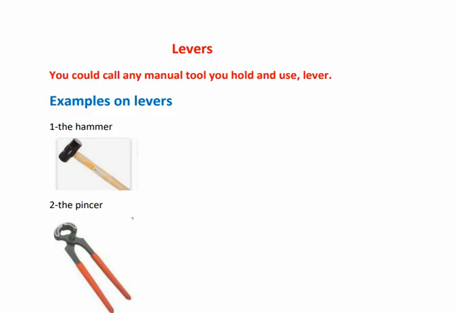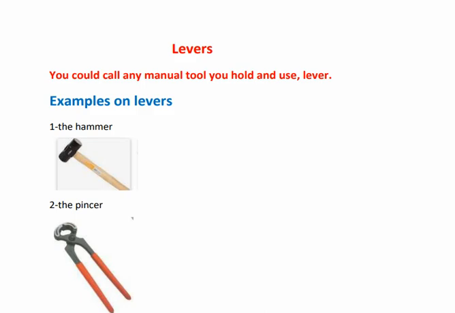Welcome everybody. Today our lesson will be about something we use every day in our daily life, which is called the lever. Actually, you could call any manual tool you hold and use a lever.